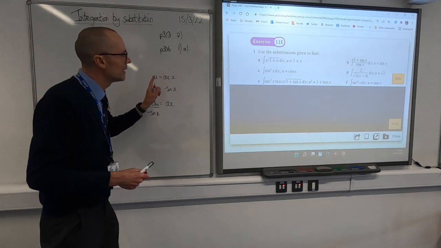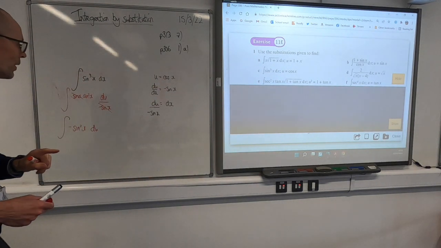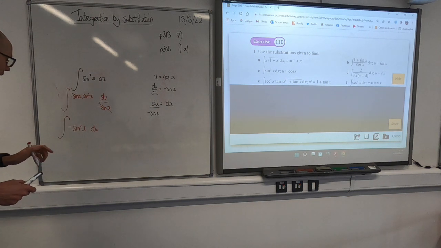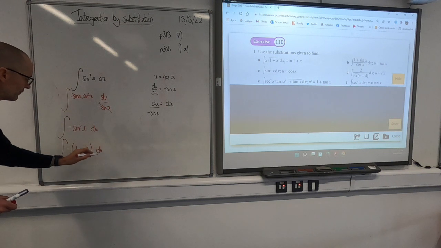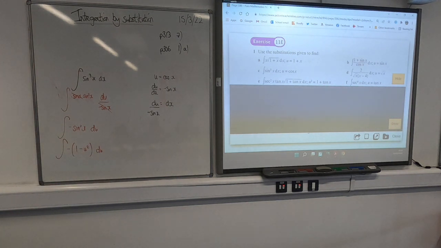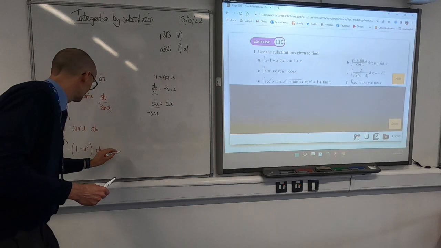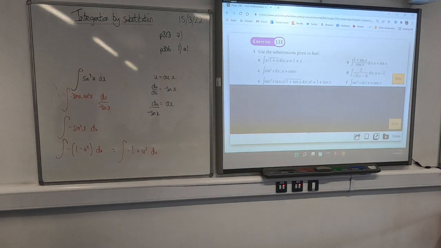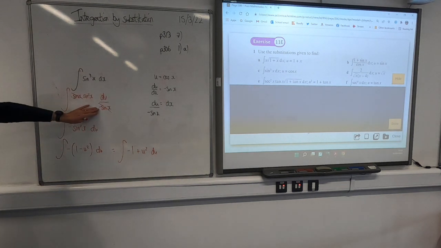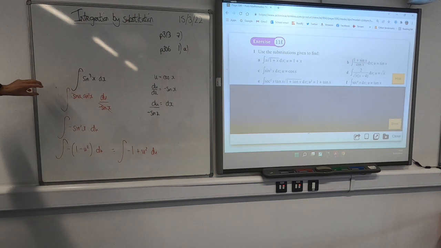Now, sine squared is 1 minus cos squared, so that's 1 minus u squared. It's minus sine squared because that minus down there didn't get cancelled out, so that's still got to be drawn in. I could have drawn it outside the brackets, I suppose.